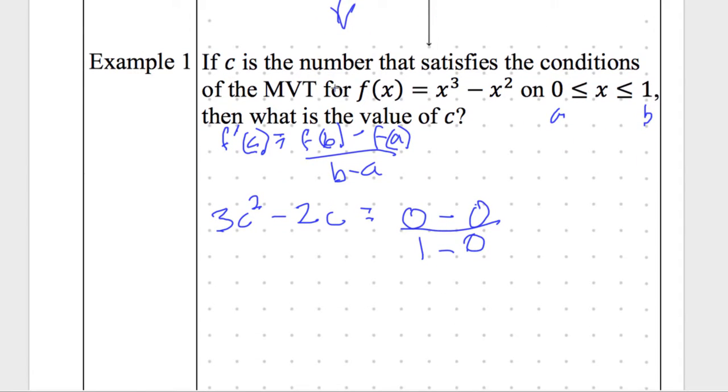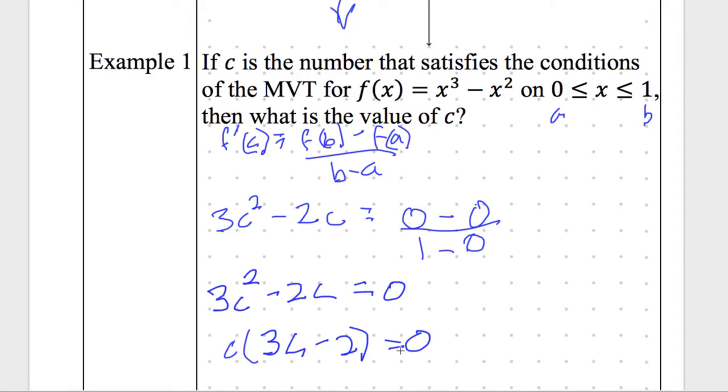So if I come down here to my new line, this is going to say 3c squared minus 2c is equal to 0. Now I need to solve. This is just a simple quadratic. Factor out a c. C is factored out of 3c squared minus 2c, leaving 3c minus 2, and then that's still set equal to 0.